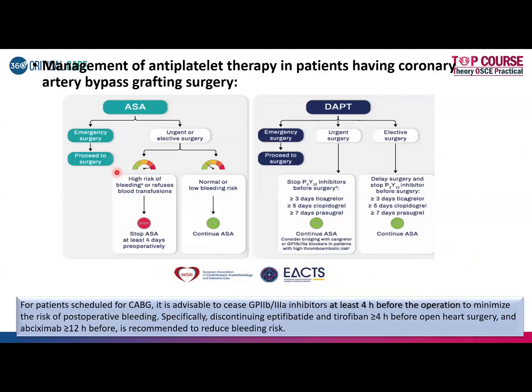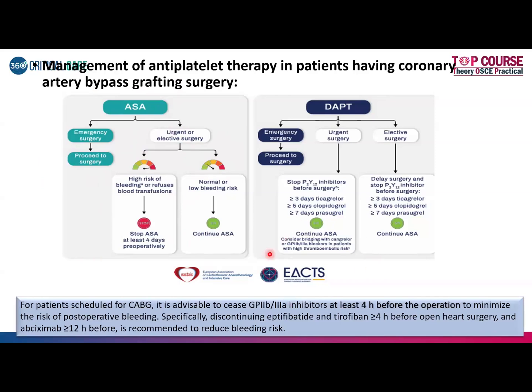This is a very important slide because I think it gives not only the importance of stopping the antiplatelets prior to coronary bypass surgery, but also for other surgeries, we can use this slide. So basically, if the patient is on aspirin, emergency surgery, proceed for surgery. Urgent or elective surgery, also we continue the aspirin. And if it is a very high risk bleeding case and or patient is refusing transfusion, then there are guidelines to say that you can stop it at least 4 days preoperatively. But nowadays we do not stop, we continue with the aspirin.